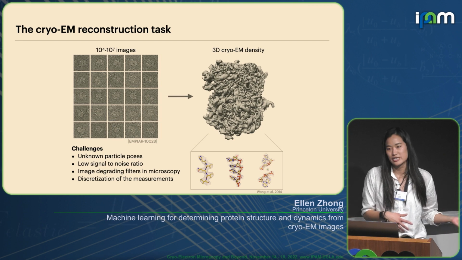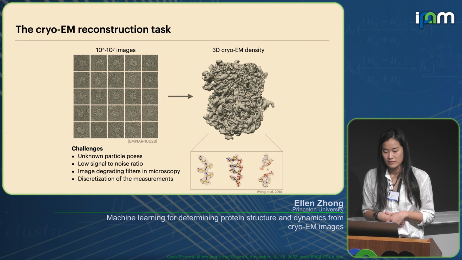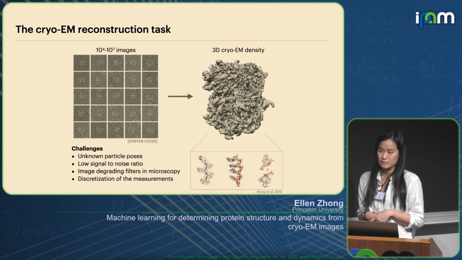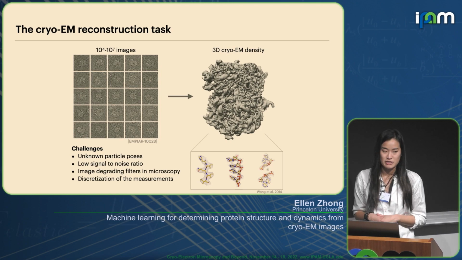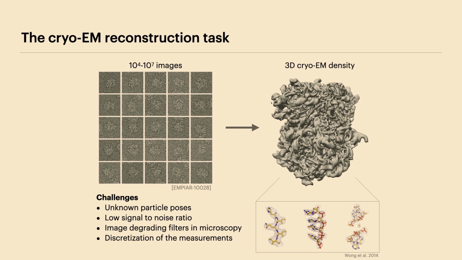The goal of reconstruction is to solve the inverse problem. So given a data set of experimentally determined cryo-EM images, a typical number being in the hundreds of thousands or even millions, can we reconstruct the 3D cryo-EM density within those images?